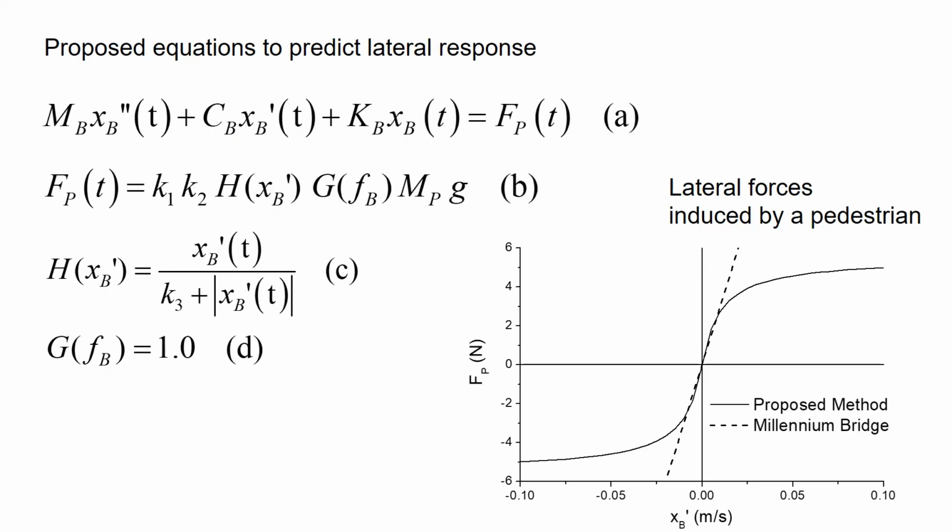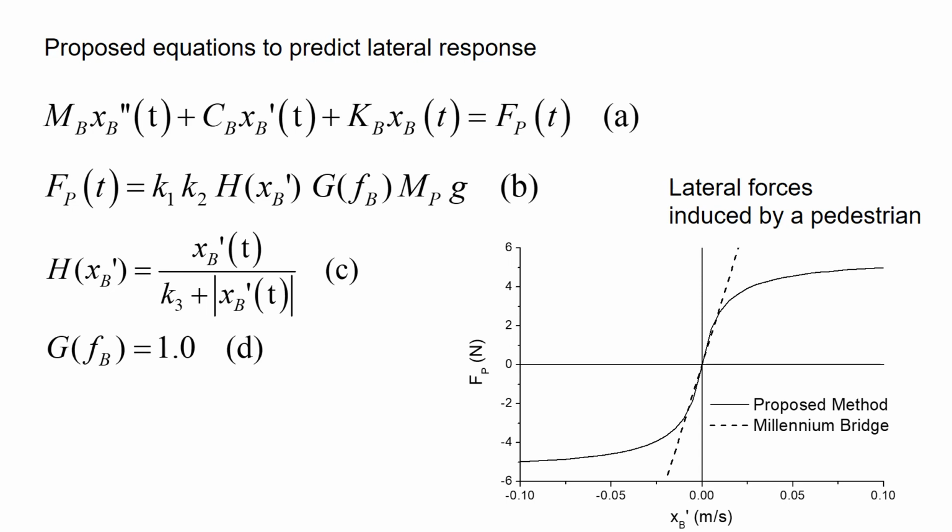This is my proposed equation. A is the modal dynamic equation of the single degree of freedom model. Xb is the modal lateral displacement of the girder. Fp is the external force induced by pedestrians. B is Fp, which is assumed to be proportional to the modal self-weight of pedestrians mpg multiplied by two coefficients k1 and k2 and two functions h and g.